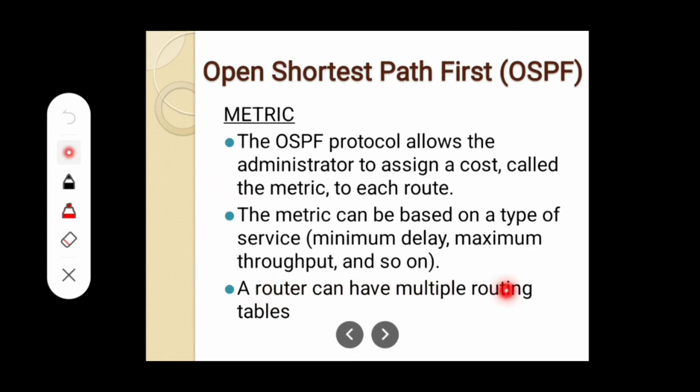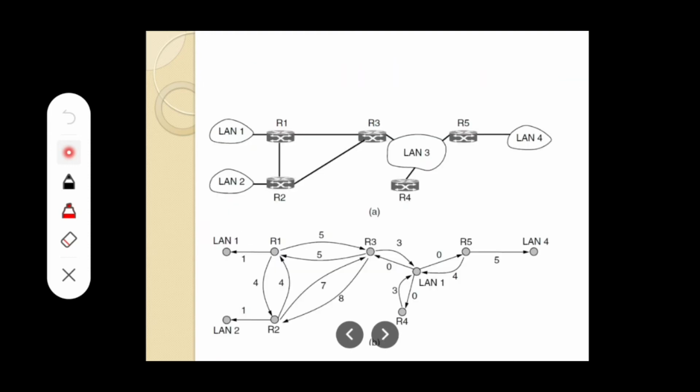The router can have multiple routing tables. Each router will be having multiple routing tables. All these things we have already detailed in the previous sessions. So the router will be having multiple routing tables. Now this is an example of a metric.